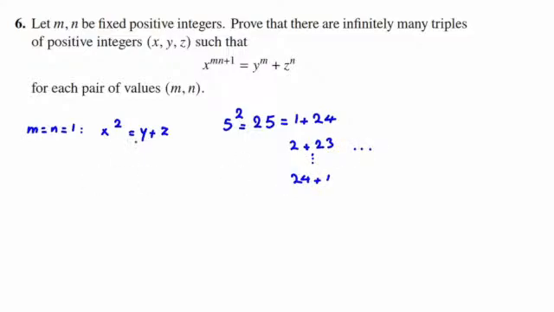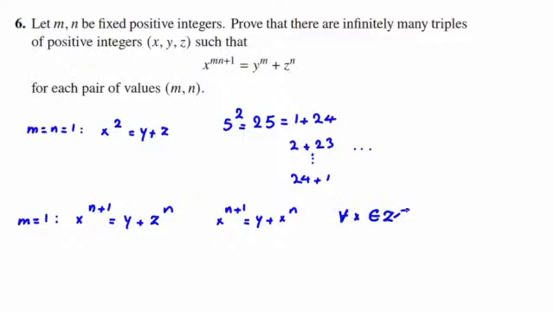So here it is obvious. If the power of one of them is 1, it will be like this. If m is 1, then we can say x to the n plus 1 equals y plus z to the n. So, for example, you consider any number. You say, okay, x and z are equal. x to the n plus 1 equals y plus x to the n. So for all x that are positive integers, it will be okay.